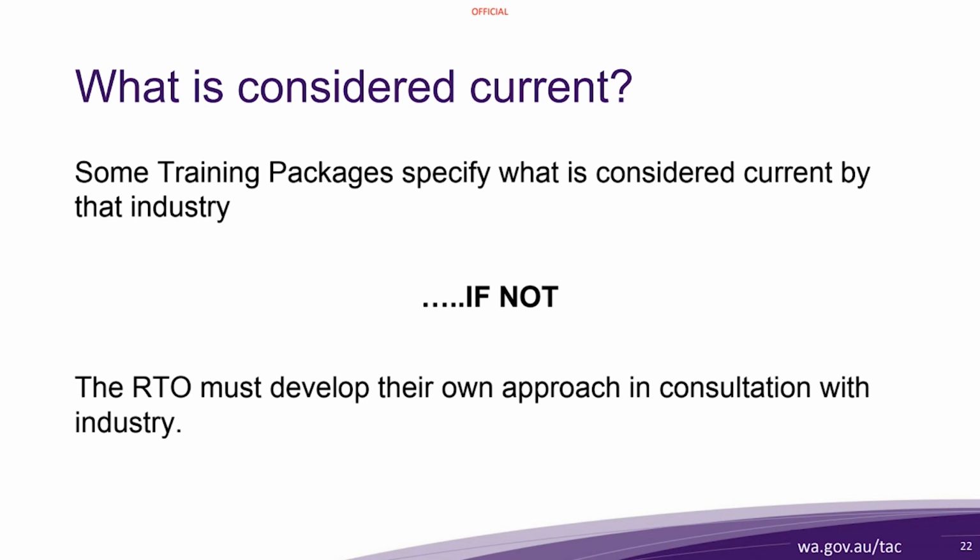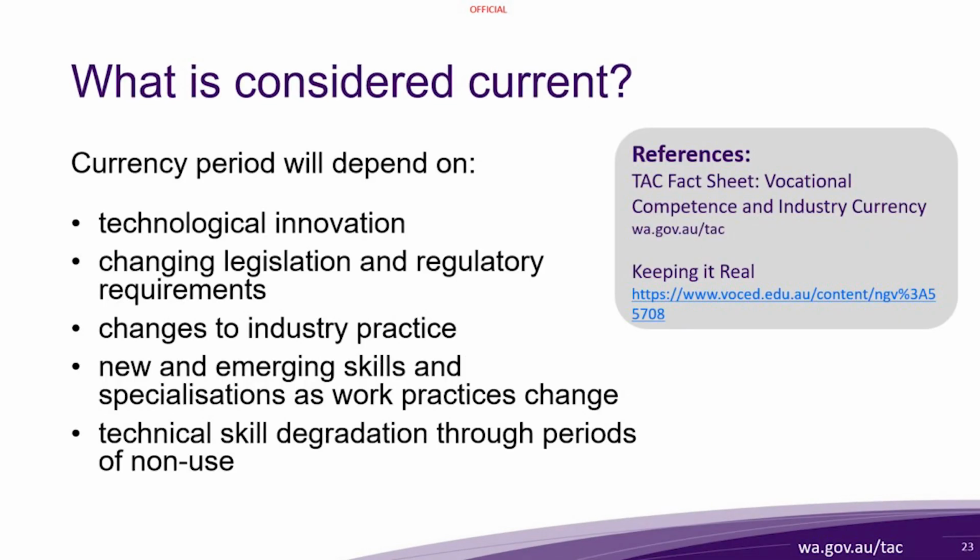But if you do not have that, then you're going to have to develop your own process to determine what currency is. And again, this is something that you need to talk about with industry. It'll depend a good deal on how quickly the industry is changing in terms of technological innovation. So, for example, if there's new materials or new processes or new equipment and new protocols, and your industry is changing rapidly, you're going to have to be able to keep up to date with those, and currency will be quite a short period of time.